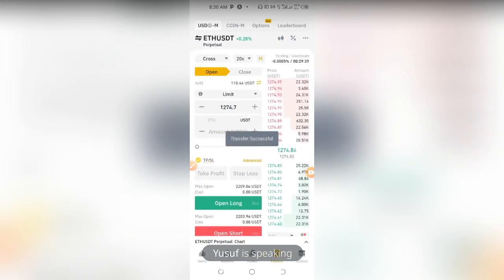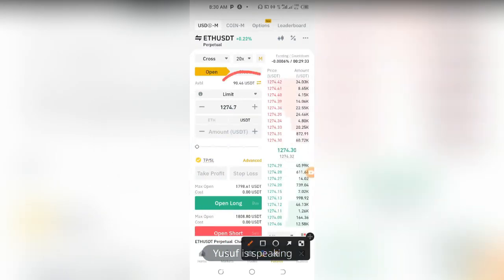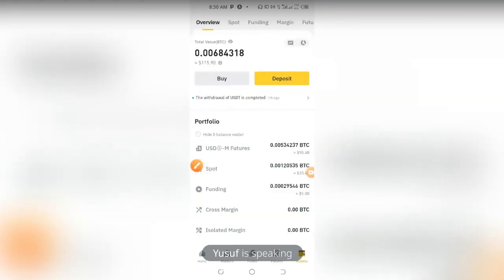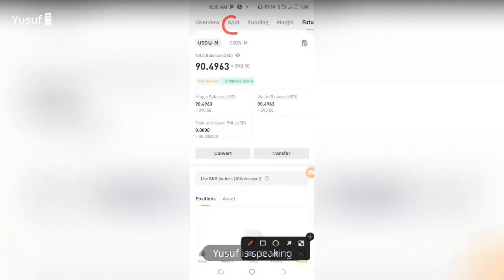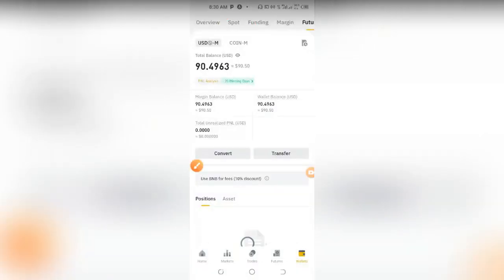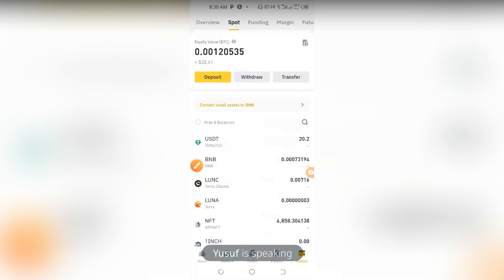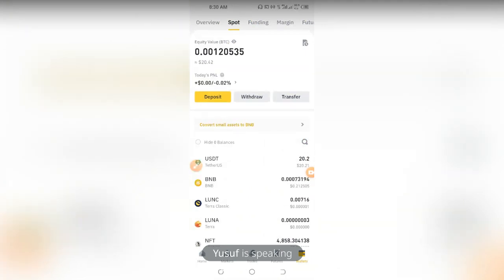So the money has moved. You can see my balance has reduced here. So the money has moved from my futures account to spot account. From here, the balance will just be 90. Then on spot, I click on spot. The $20 is here. Now I want to withdraw.